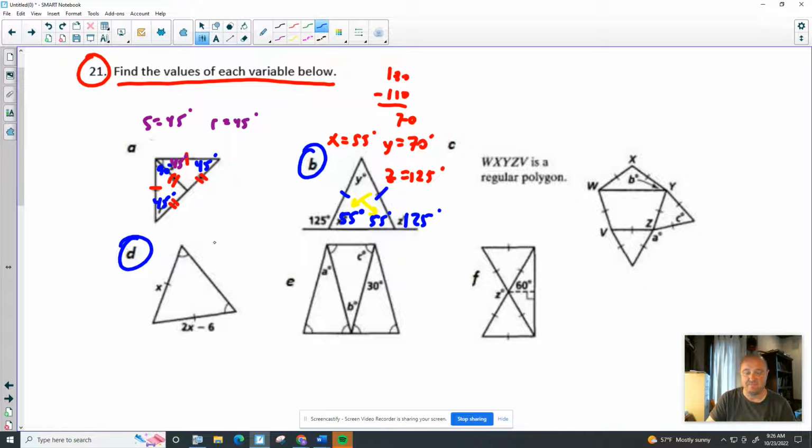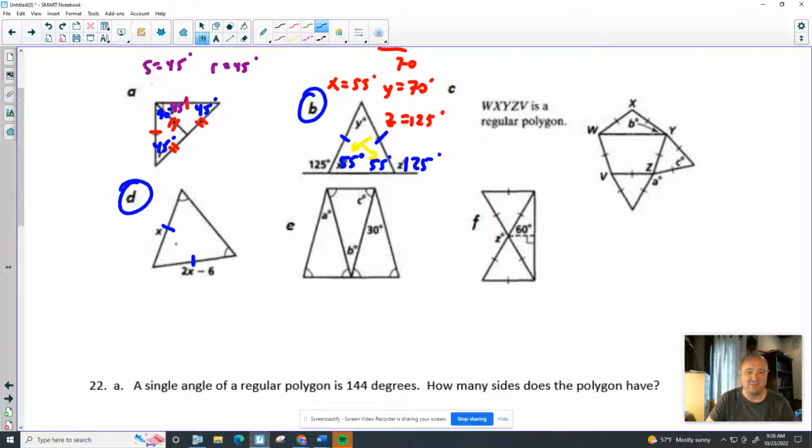Let's look at D. Here, these are marked congruent. Now, this one's a little tricky because you think it's an angle question, but it really doesn't have anything to do with the angles. It just says, well, these two things are congruent, and doesn't that mean that the algebra we've assigned to each of the sides must be equal? And that's what congruent means. They're going to be the same length. So that means I can set this equal to each other. Subtract the 2x from each side. I get negative x is negative 6, and x is 6.